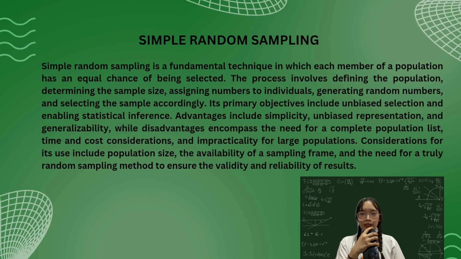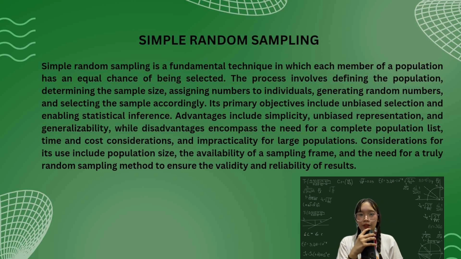Simple random sampling is a fundamental technique in which each member of a population has an equal chance of being selected. The process involves defining the population, determining the sample size, assigning numbers to individuals, generating random numbers, and selecting the samples accordingly. Its primary objectives include unbiased selection and enabling statistical inference.